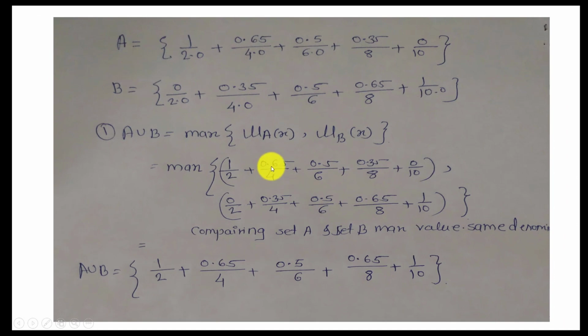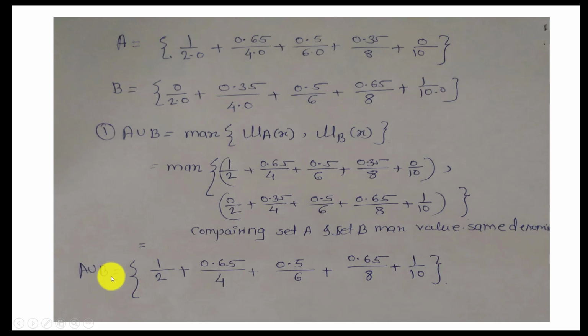Again I am comparing set A with set B. 0.65 is the maximum value, so I write 0.65 divided by 4. Now here the values are the same, so I write 0.5 divided by 6. From this set A and B, 0.65 is the maximum value, so I write 0.65 divided by 8. And from 0 and 1, 1 is the max element, so I write 1 divided by 10. So this is called A union B.